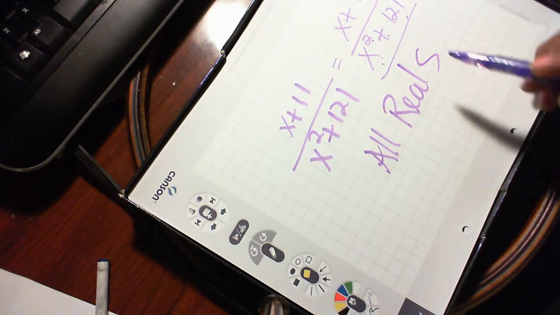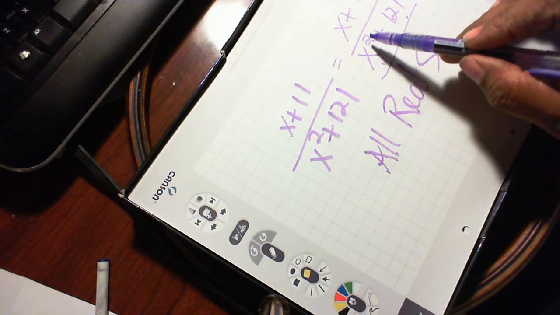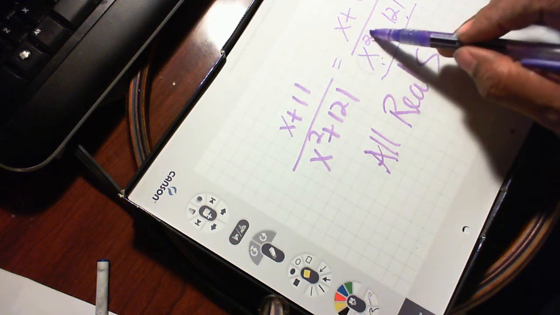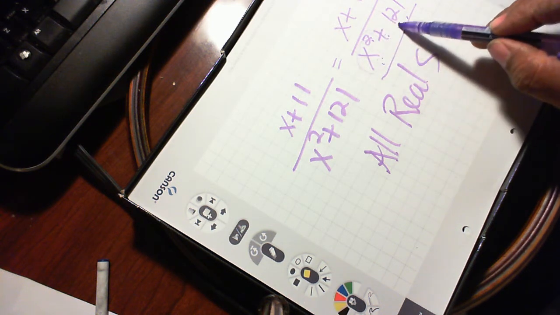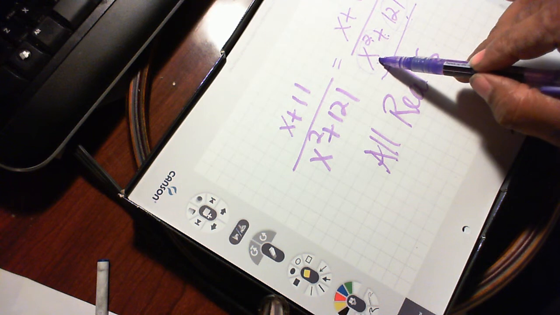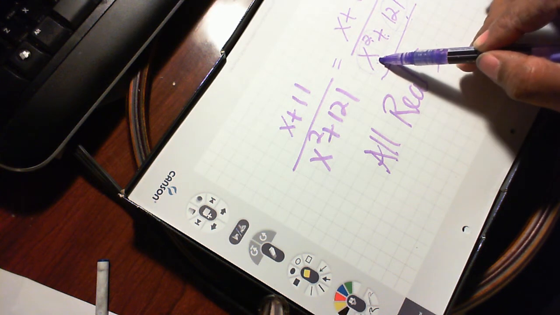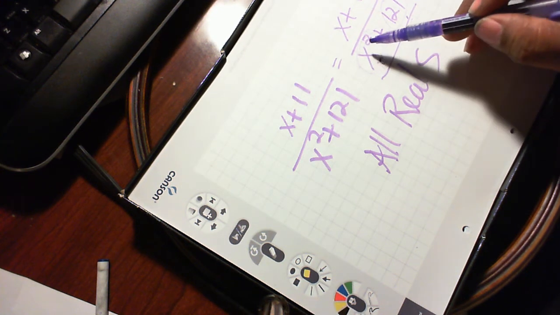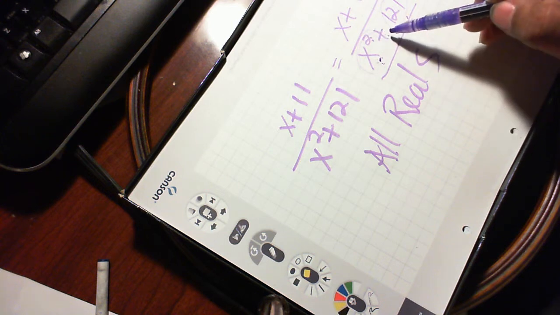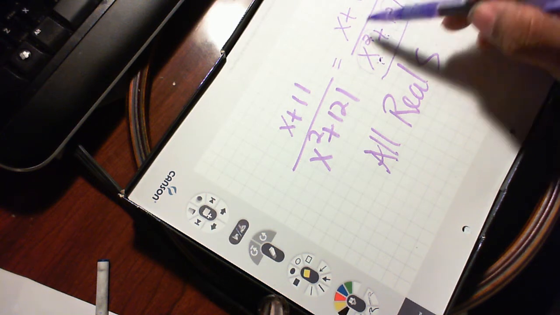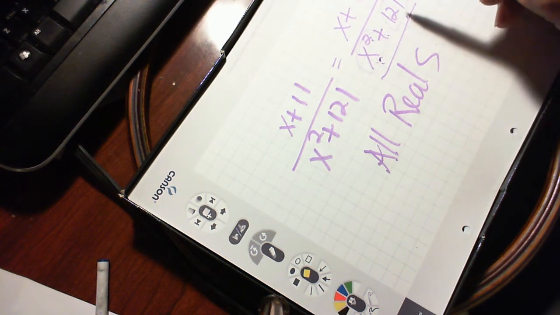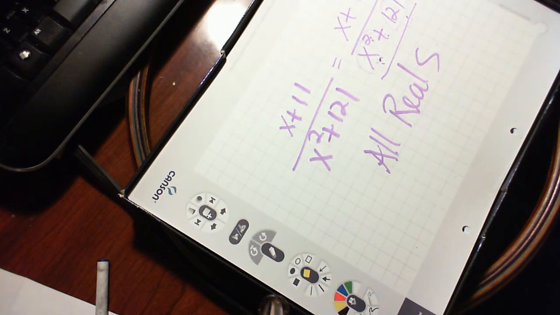And the reason you can tell is because you have x squared here and you add 121 to it. Remember, x squared, no matter what value you plug in here, the worst that can happen is if you plug in 0, 0 squared is 0, plus 121, that's not going to divide by 0. So here, it is all reals.